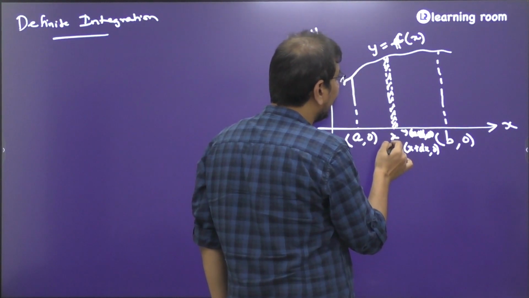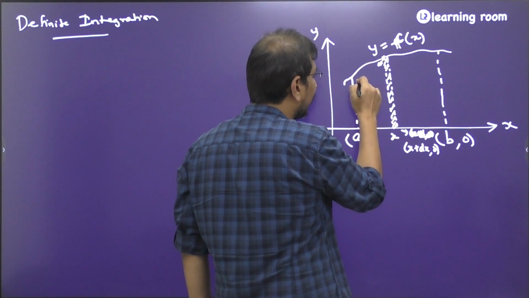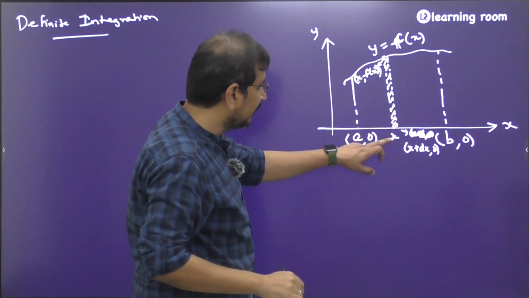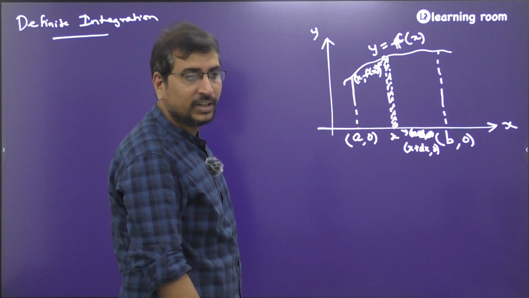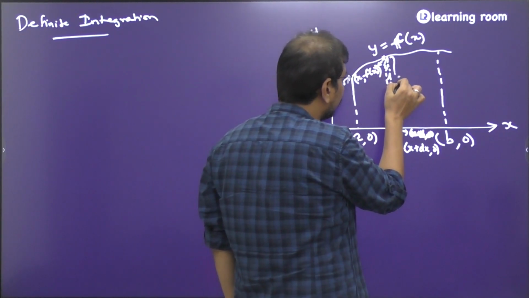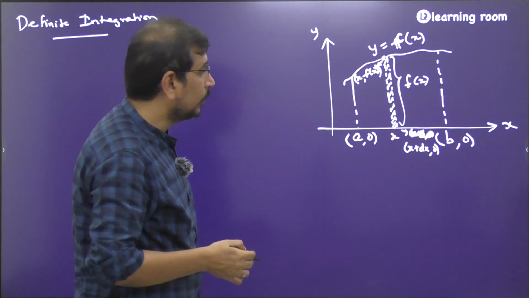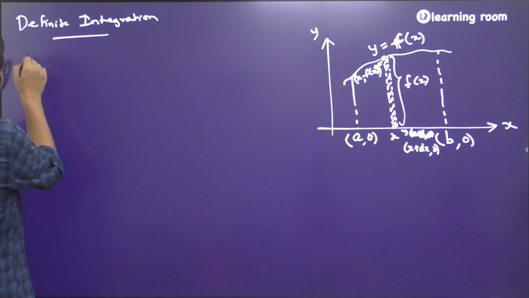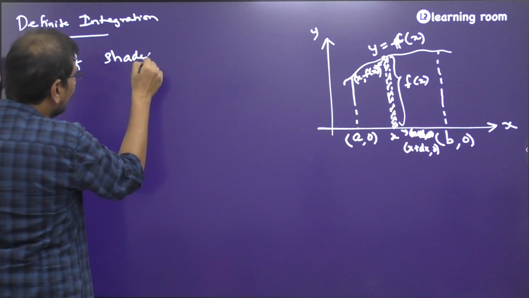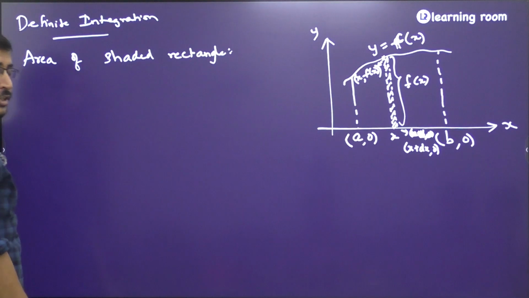So if this is x, what would be the corresponding point here? Is it not going to be x comma f of x? You take this x and substitute it here. It is going to be x comma f of x, right? So how much is this height? It is going to be f of x. Now, if I ask you what is the area of the shaded rectangle, what is going to be the area of the shaded rectangle?